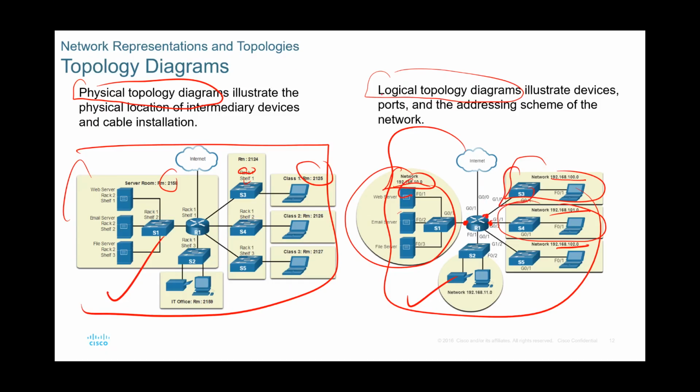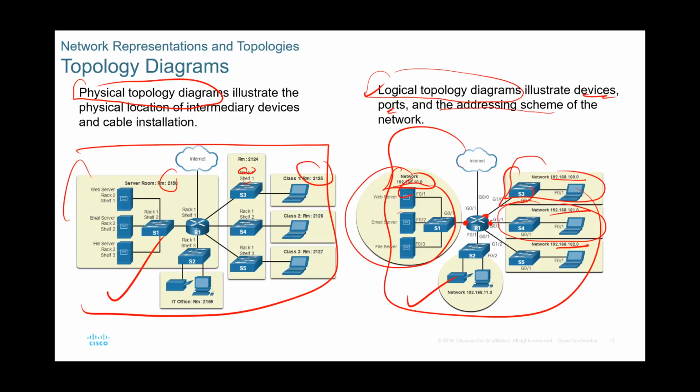Look at what they wrote here under logical topology. Logical topology diagram illustrates devices, ports, and the main thing here, the addressing scheme of the network. How you segmented the network and where equipment is placed in each of those segments. These details will be covered under logical topology.